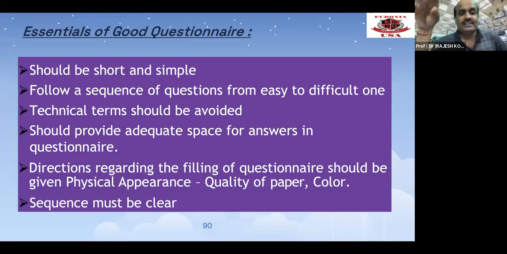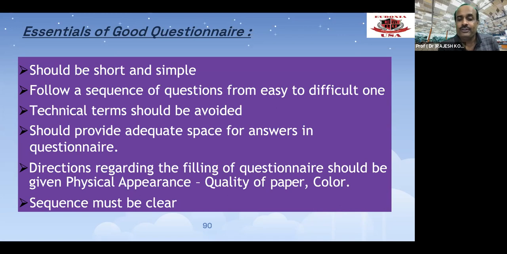Whatever the questionnaire is, it must be very short, simple and easy. Follow a sequence of questions from simple to complex. Technical terms should be avoided, though it depends on whom you are administering it to. It should provide adequate space for answers. When you frame a questionnaire as a tool, you frame it very diligently and systematically, give space for them to answer, and have a logical sequence. It must be very simple.